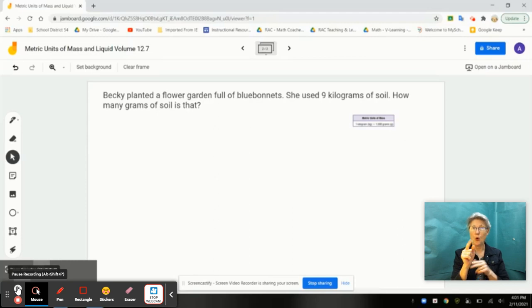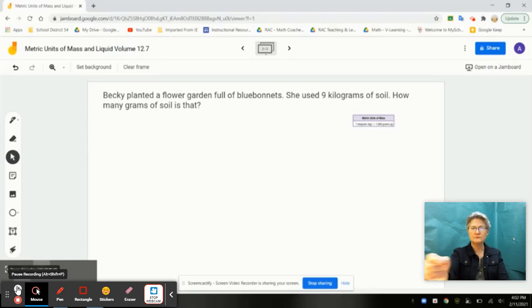What operation can we use to help us solve this problem? Let's read it again. Becky planted a flower garden full of bluebonnets. She used 9 kilograms of soil. How many grams of soil is that? What operation are we going to use? Multiplication. You got it. Great thinking. So let's get started.